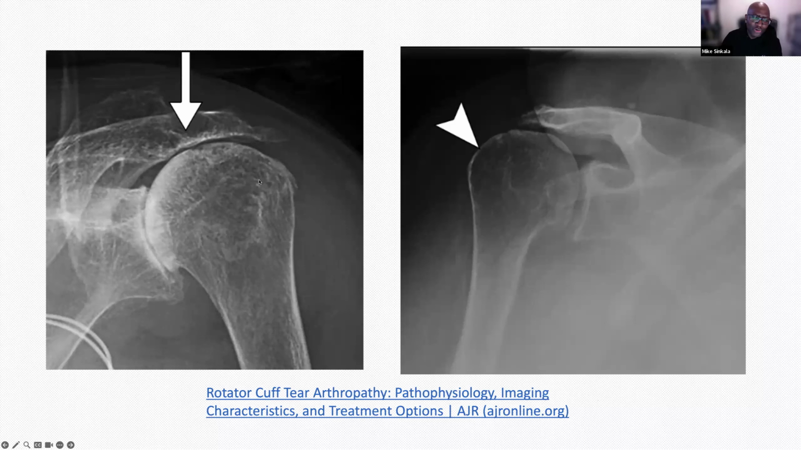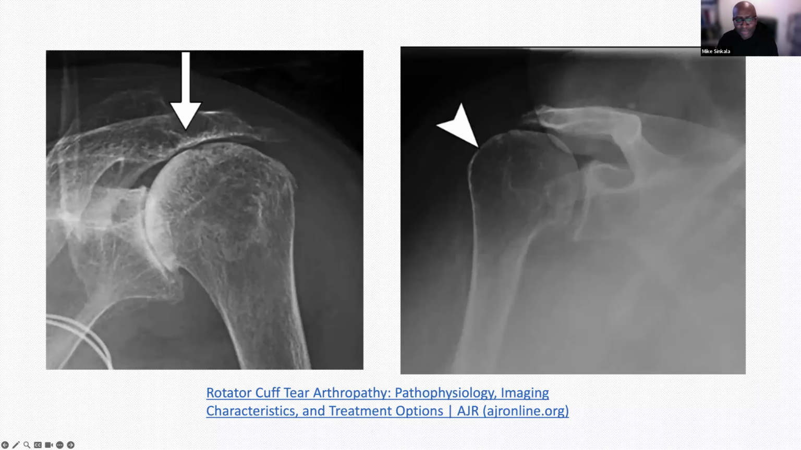Notice also that the glenohumeral joint is gone secondary to severe osteoarthritis. Why do I say so? It's because of joint space narrowing, which is quite asymmetrical. Subarticular sclerosis, we've got osteophytes also surrounding the head of the humerus. So this is a patient with severe OA in the shoulder with features of rotator cuff issues, same as this patient here.